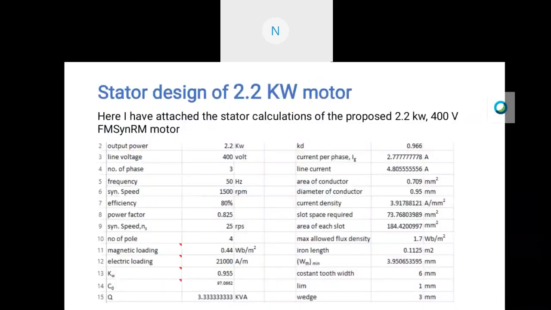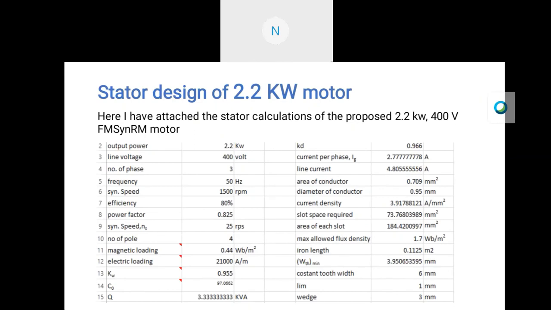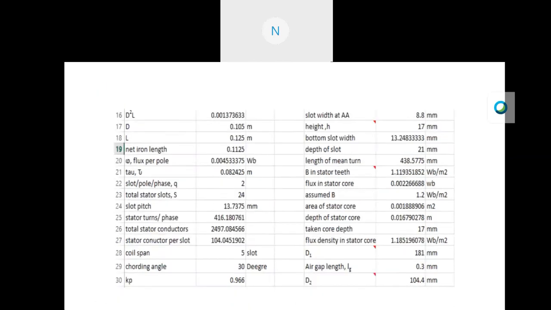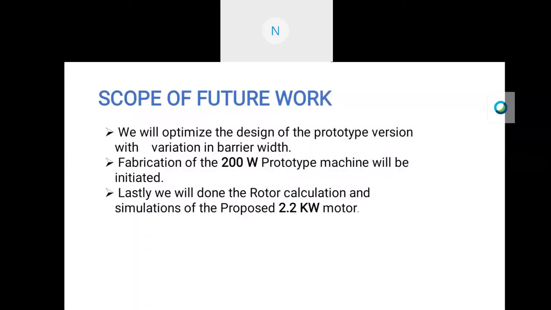We have calculated just the stator parameters and stator dimensions for a 2.2 kilowatt motor, which we are aiming to do. This is the data sheet we have provided here. Now, scope of future work. We will optimize the design of the prototype version with variation in barrier width. Here the work is mostly in the same barrier width, but we will optimize it for different barrier widths.